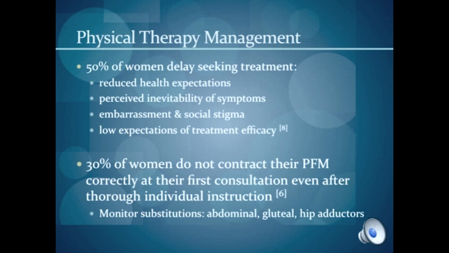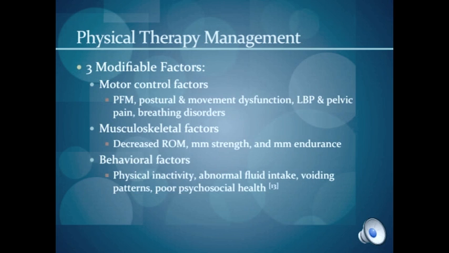Common substitutions to monitor include activating the abdominals, the gluteals, and the hip adductors. The three modifiable factors that we can work on as physical therapists are: first, the motor control factors, such as neuromuscular reeducation of the pelvic floor musculature, postural and movement dysfunctions, low back pain and pelvic pain, and breathing disorders. Secondly, musculoskeletal factors such as decreased range of motion, strength, and endurance. And thirdly, behavioral factors, which we address in many aspects of physical therapy care. These include physical inactivity, abnormal fluid intake, voiding patterns, poor psychosocial health, and so on.